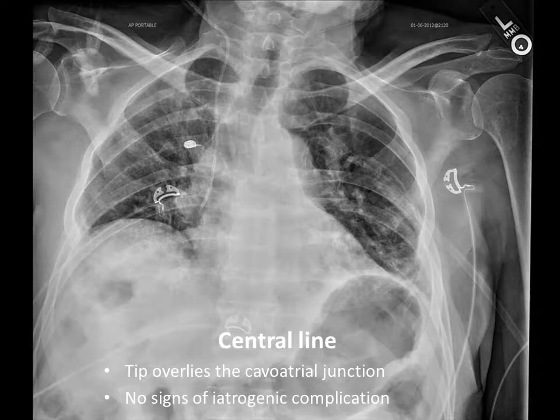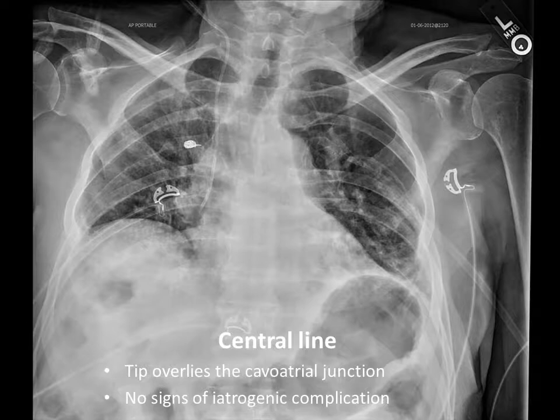You also would want to make sure that you don't see signs that the superior vena cava or the brachiocephalic vein had been punctured. You might see an expanding mediastinum if that were the case, where blood would be filling the mediastinum from the iatrogenic wound. You also make sure that the tip doesn't go too far into the heart, because it can introduce arrhythmias. So that's one of the reasons why we wanted to see the tip terminate at the cavo-atrial junction.